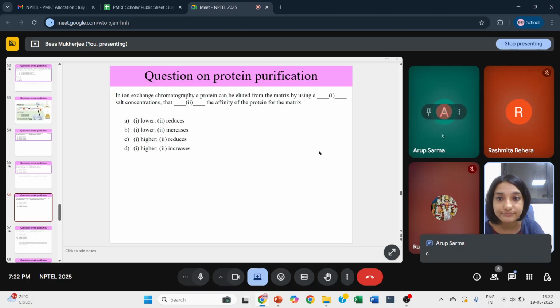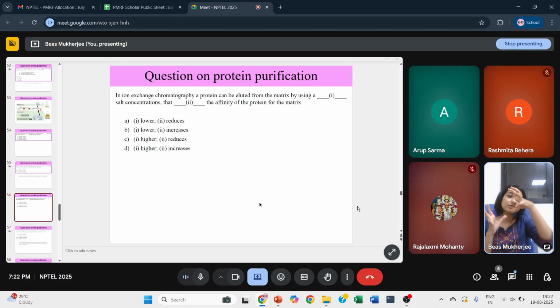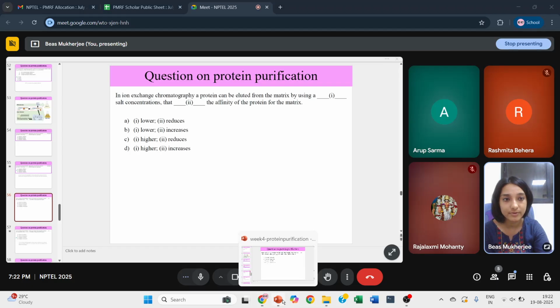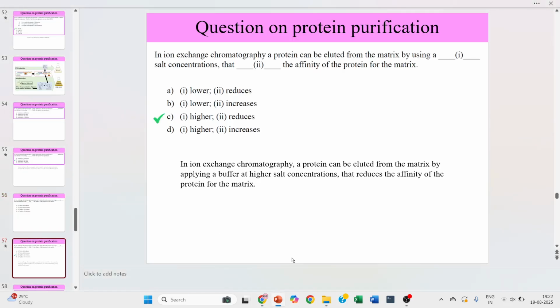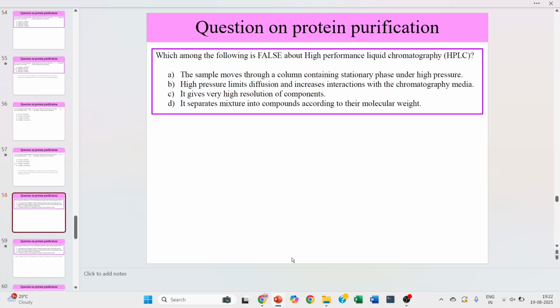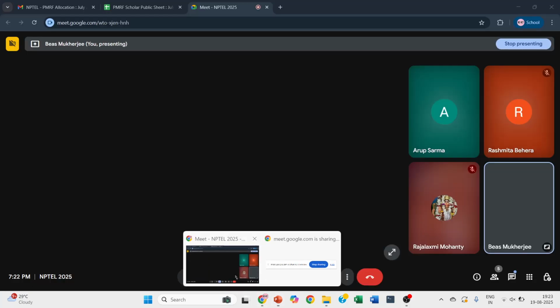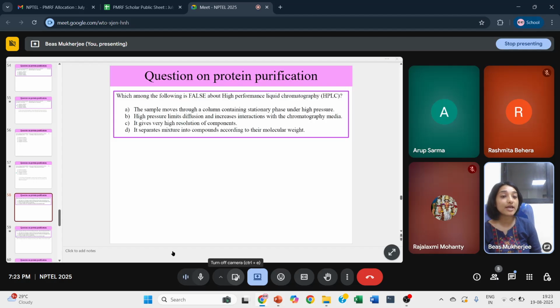C, okay. Higher and reduces, that is correct. That is correct, because initially for flow through, your protein of interest is supposed to stick to the column, right? And you want to increase the affinity, and you are using low salt buffer. But then for elution, you are using high salt buffer, and you are reducing the affinity so that it can elute. It can come out of the column. Correct? Higher and reduces. Right. So now, which among the following is false about HPLC?